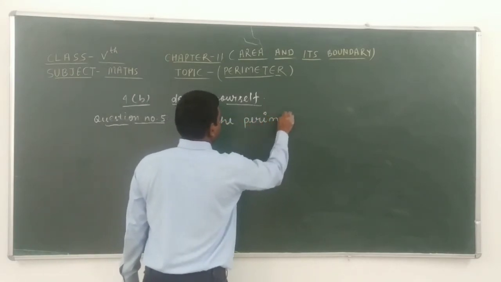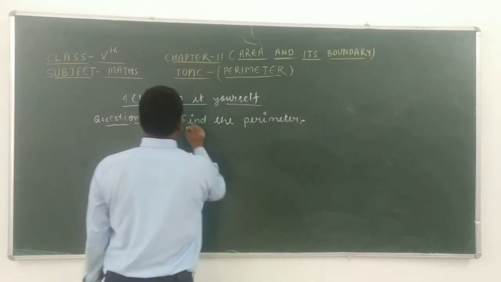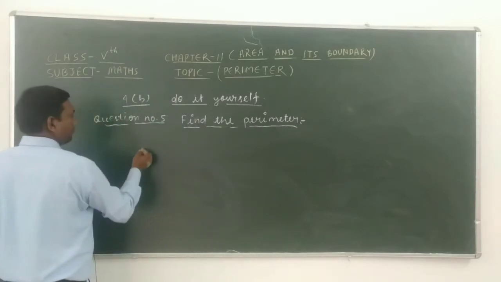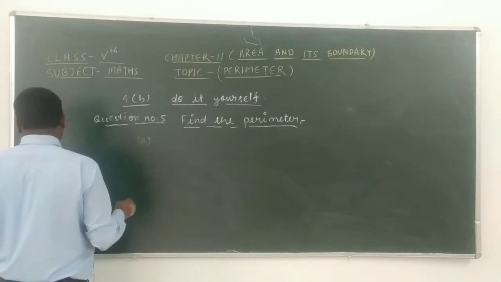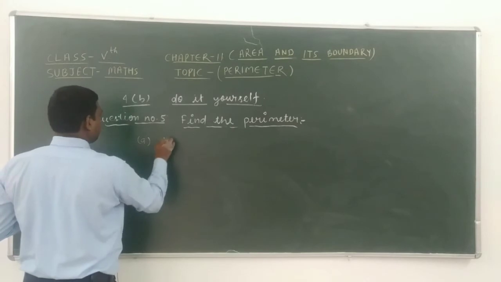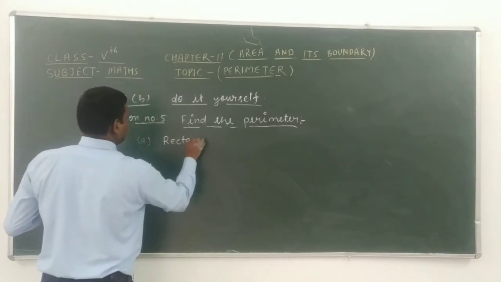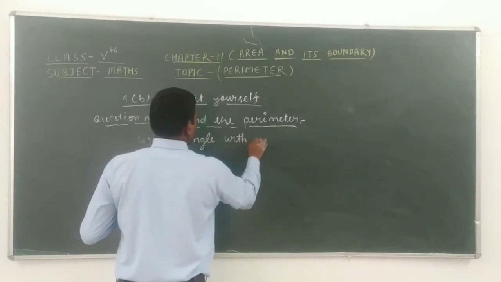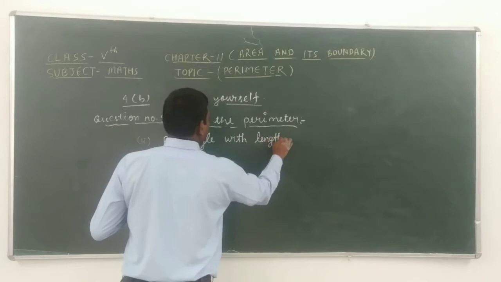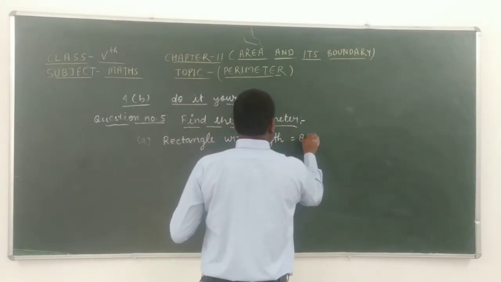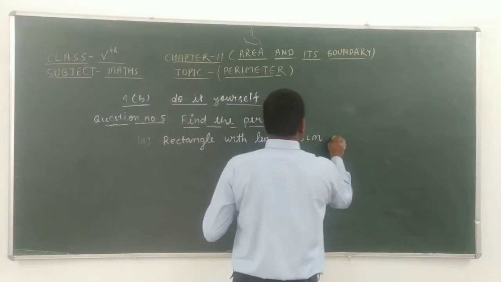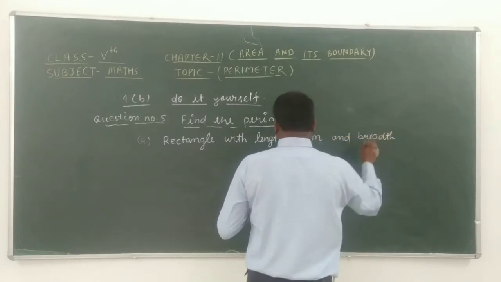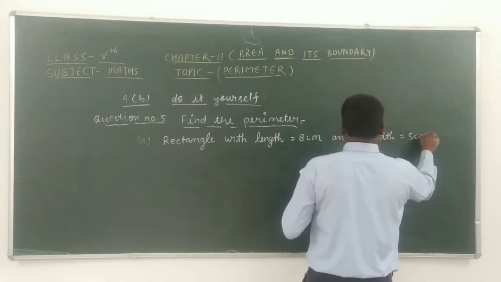Find the perimeter. Question number 5 of A: a rectangle with length equal to 8 centimeter and breadth equal to 5 centimeter.